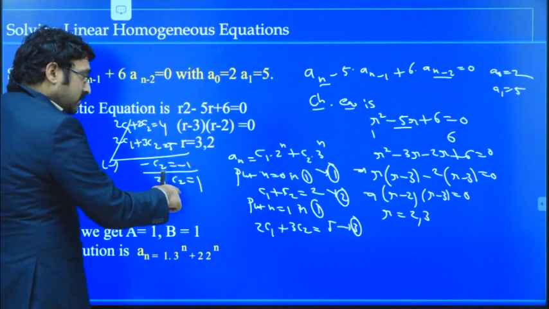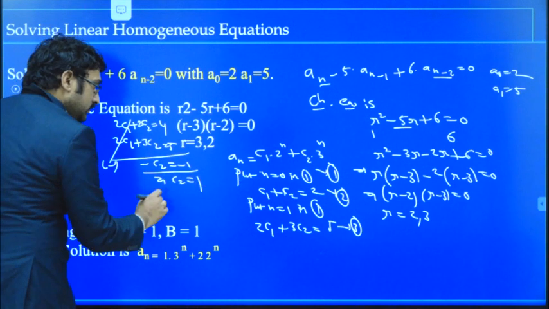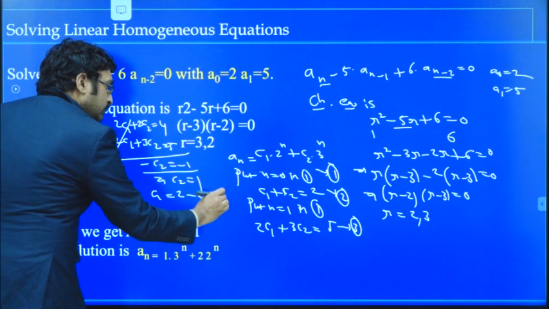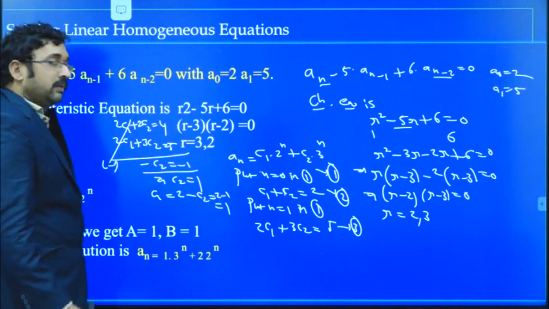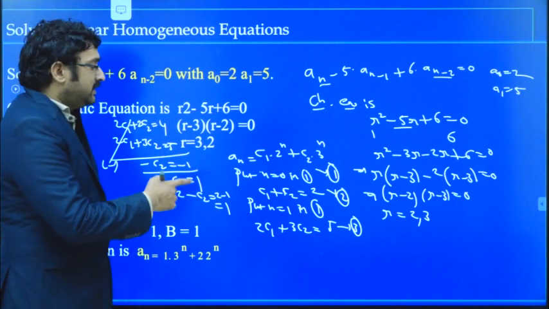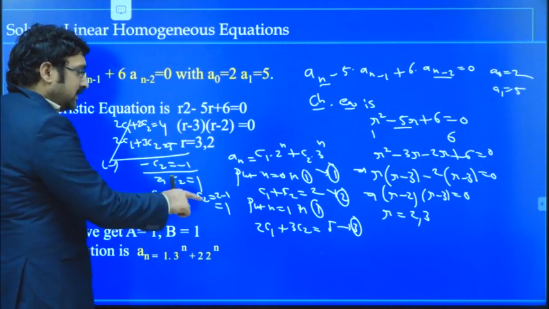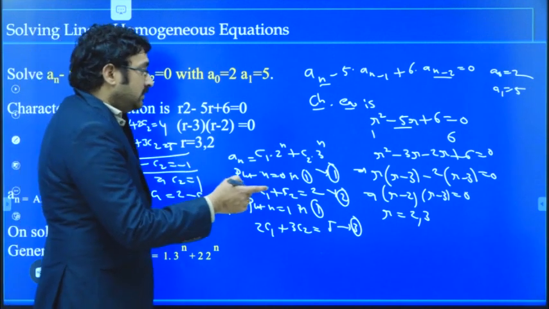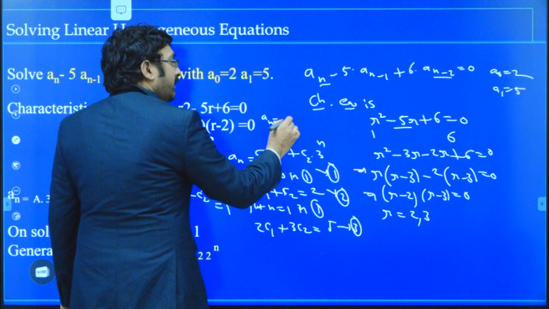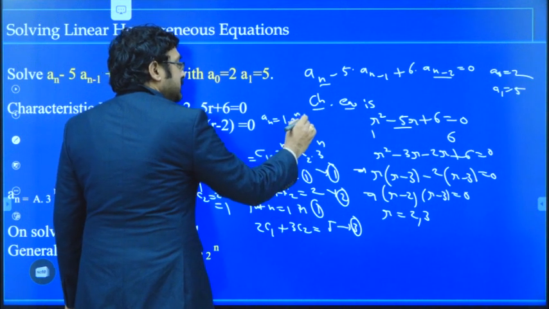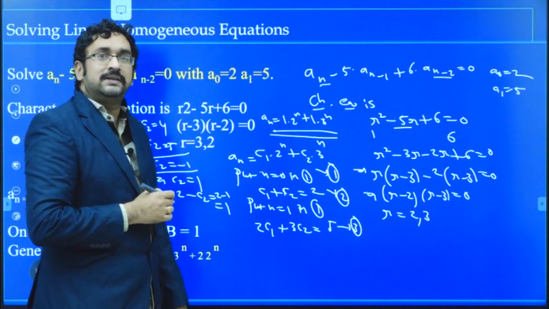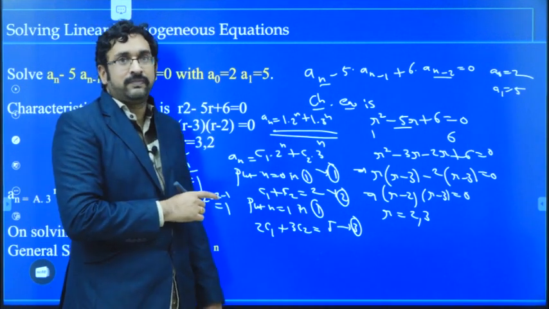Substitute the c2 value in equation number 2. Then c1 = 2 - c2, that equals 2 - 1, that equals 1. So after solving the given equations, we got the constants c1 = 1 and c2 = 1. Therefore, the general solution will be a_n = 1 * 2^n + 1 * 3^n. This is the general solution for the given equation.